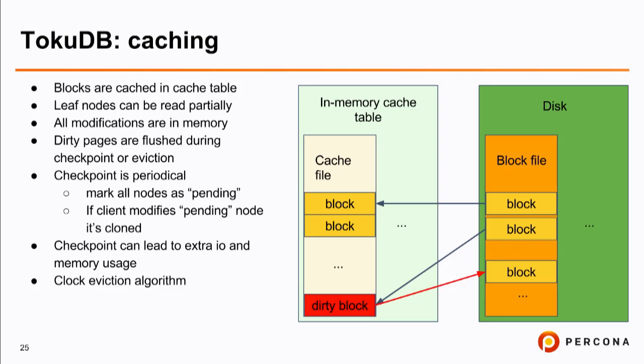Let's consider how caching happens in TokuDB and in MyRocks. Well, in TokuDB, there's a cache table. The cache table consists of cache files. Cache files cache blocks from block files on disk.